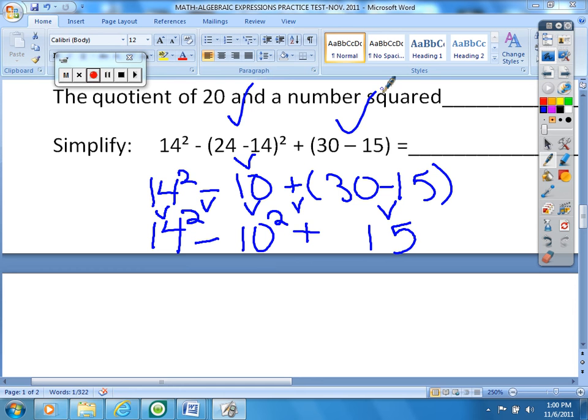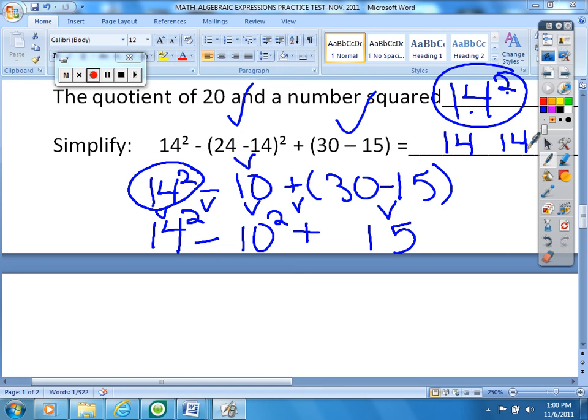What do I do next? Well, I'll do my exponents. Well, what does that mean again? All right. When you see that little 2, the big number is the base, the little number is the exponent. The little number says to write me down 2 times. That 2 says write me down 2 times and multiply me together. Okay? 14 times 14 is 196. So 14 to the second power is 196. Minus 10 to the second power plus 15.